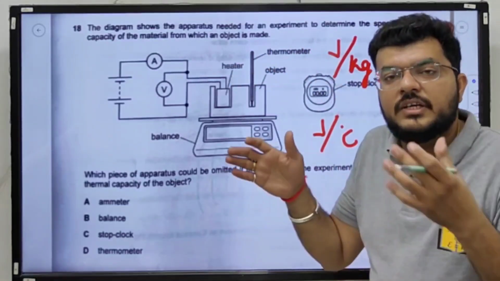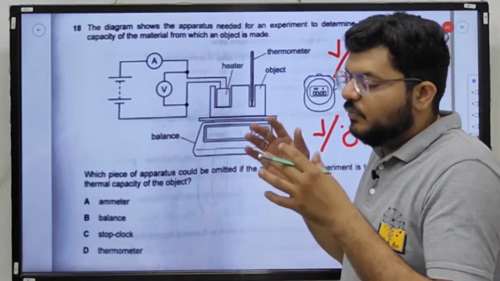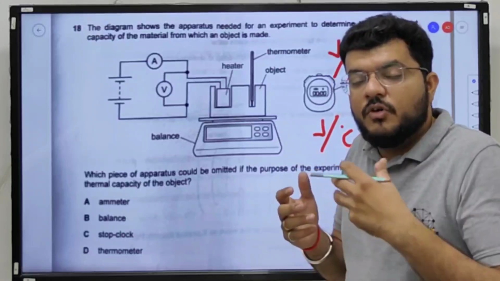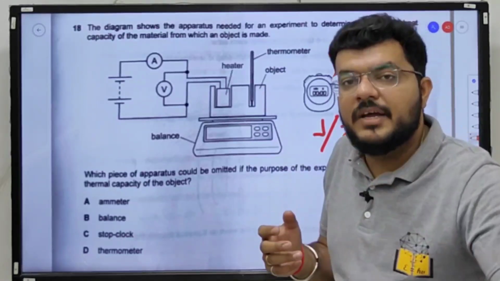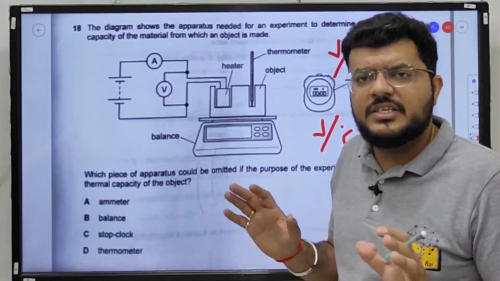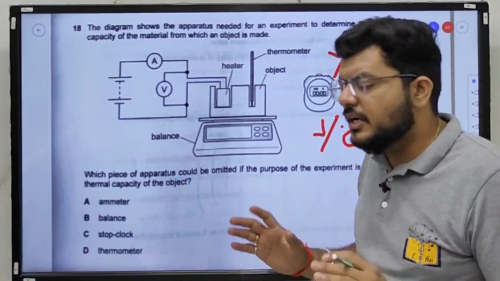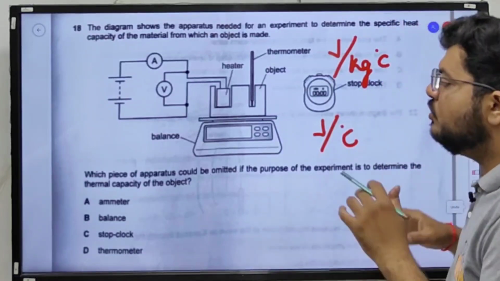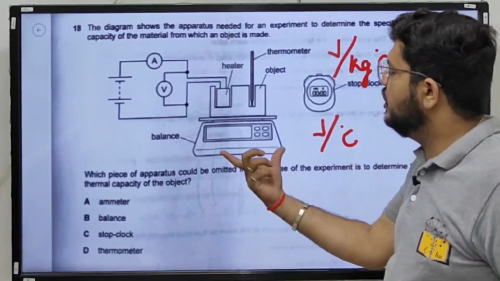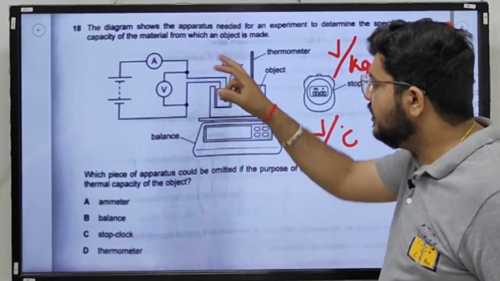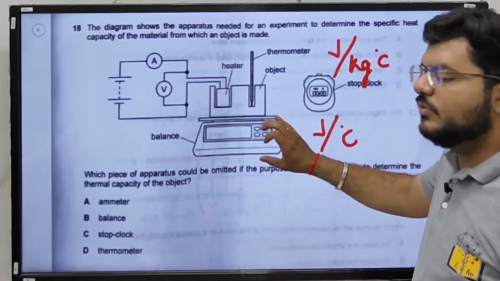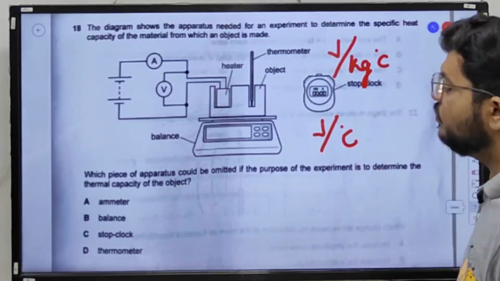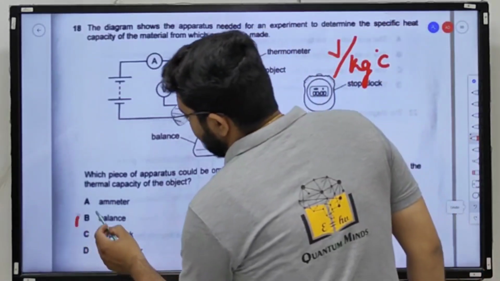If I take water in a beaker and find out its thermal capacity, the heat needed for me to raise its temperature by 1 degree Celsius without knowing its mass, right? That will become joules per degree Celsius. So what do you need to remove? You don't need to measure its weight. Everything else remains the same. If you don't measure its weight, you will be finding its thermal capacity. So how do you remove this? You remove the balance. Okay.